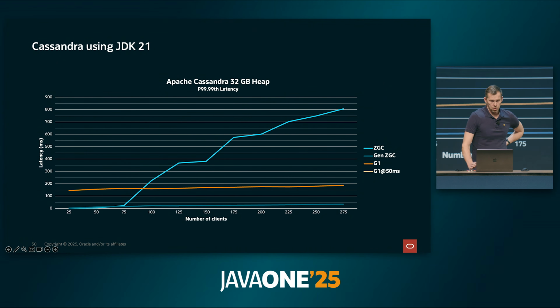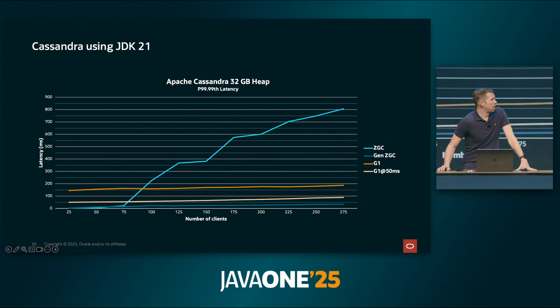I'm pretty happy with what I'm seeing with G1 as well. We have the default pause target of 200 milliseconds, and G1 is keeping that for the worst case latencies, which is really good. And if we configure G1 with a lower pause target, we see that we're able to push the worst case latencies down. Not all the way down to 50 milliseconds for 275 clients, so we still have some work to do there, but still pretty good results, I think.